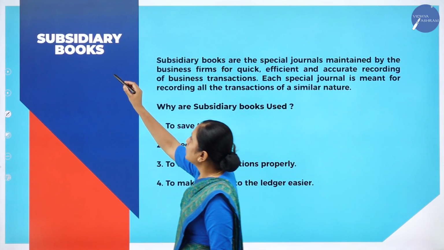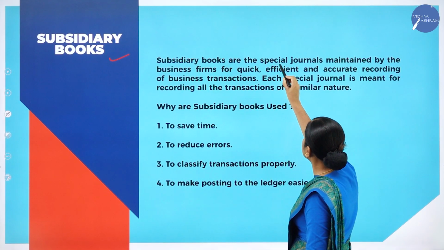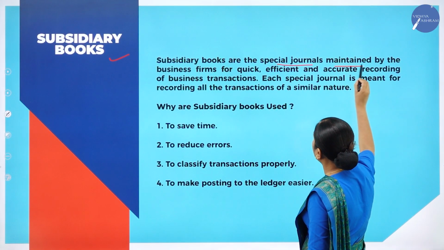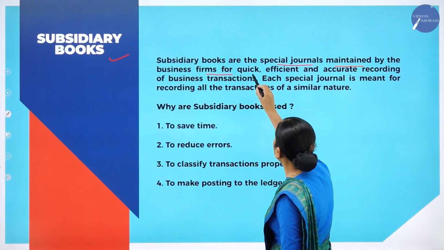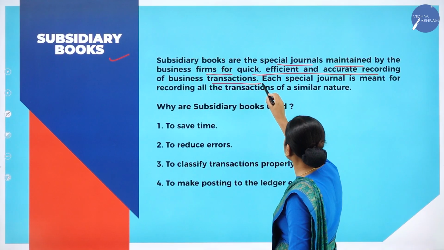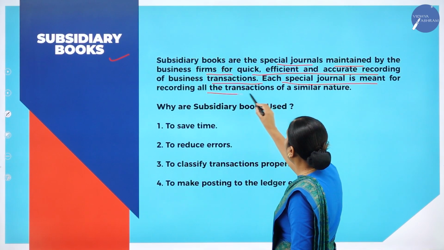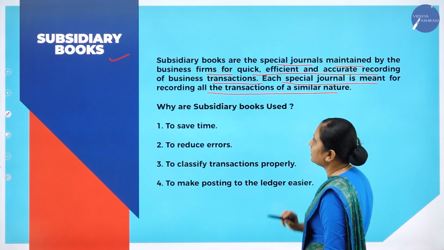Now let us learn what are subsidiary books. Subsidiary books are the special journals maintained by the business firms for quick, efficient and accurate recording of business transactions. Each special journal is meant for recording all the transactions of a similar nature.